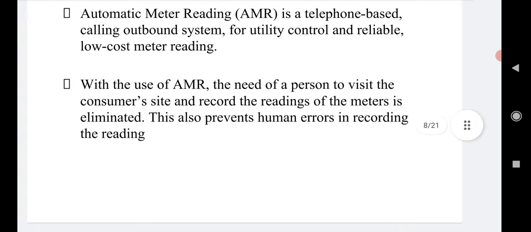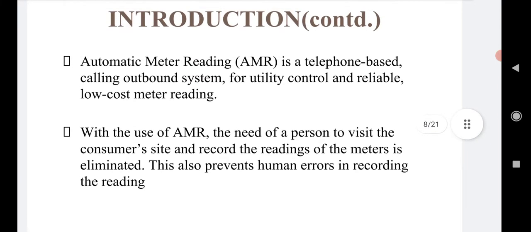Next, introduction. Automatic meter reading is a telephone-based calling outbound system for a utility for control and reliable low-cost meter reading. With the use of AMR, the need for a person to visit the consumer sites and record the readings of the meters is eliminated. This also prevents human errors in recording the readings.